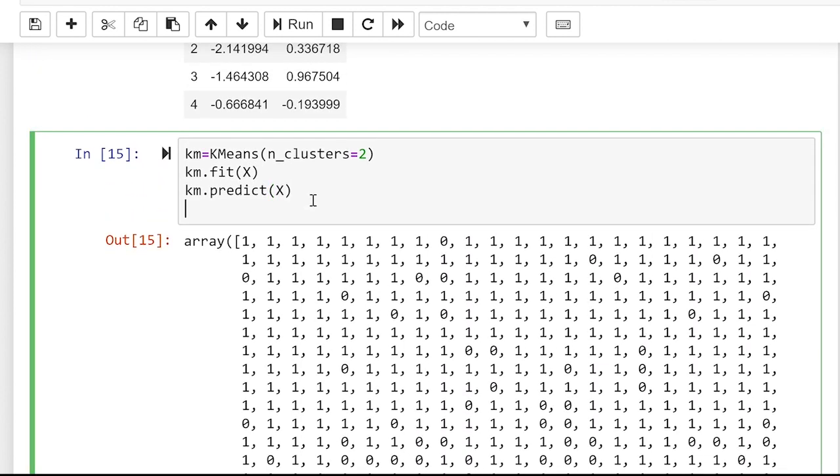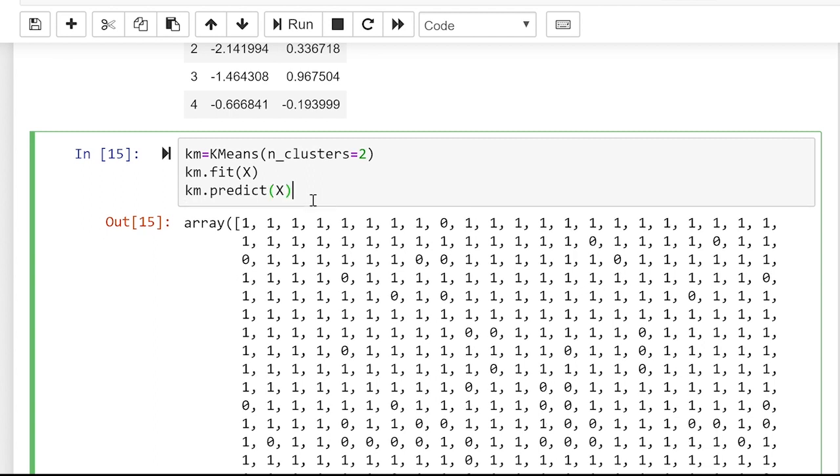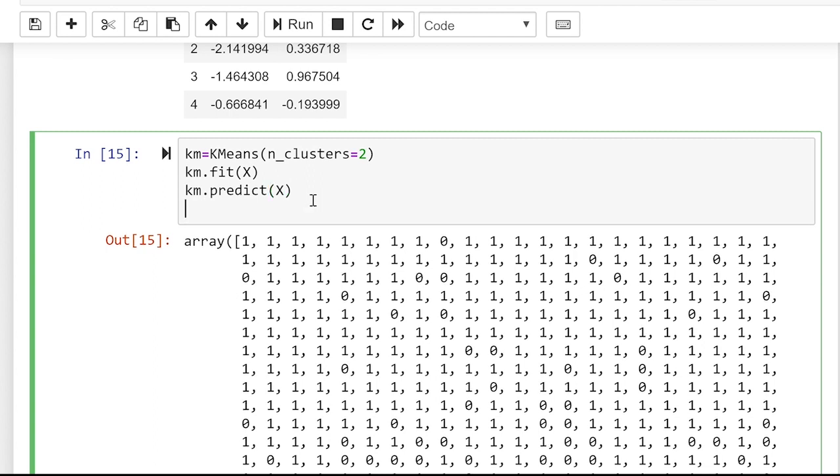I just want to show you a quick way. Instead of using this, that's also possible: KMeans with number of clusters equal to 2, dot fit and predict. So this one line covers all these 3 rows over here, and it's the same thing.